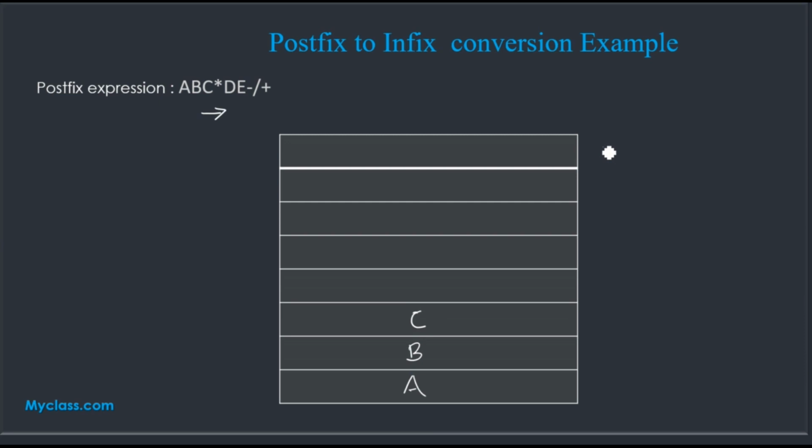Now there is a star operator. When an operator comes, we are popping the first 2 elements. The first top element we are writing here and the second operand we are writing here. Then we are making a string like this. So only A is there at that time because we have already popped B and C.